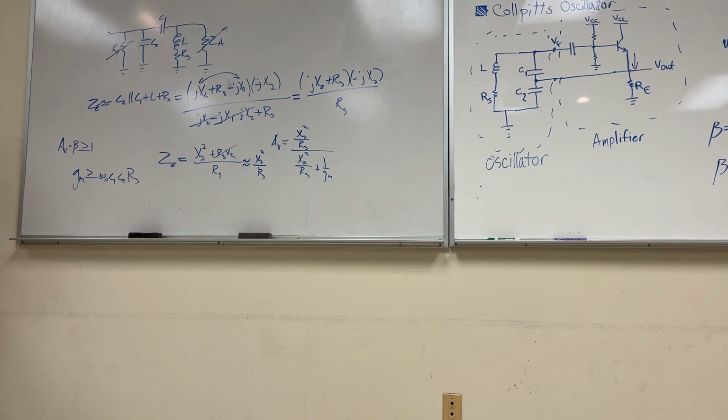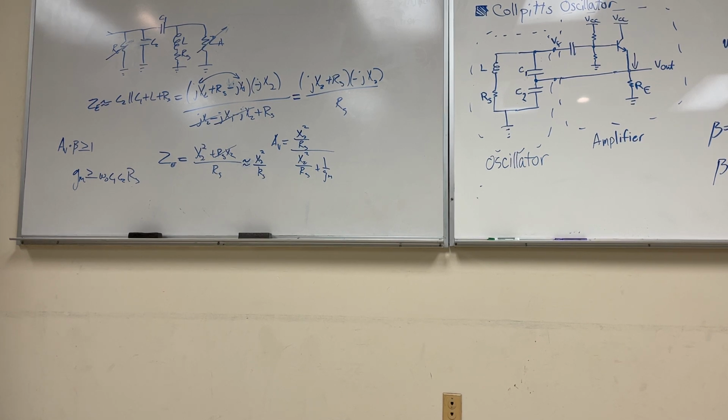Any questions about either one of the approaches that we discussed? We talked about the Colpitts oscillator both in terms of circuits and impedances and at the control system level. AV times beta has to be greater than or equal to 1. It's called the Barkhausen criterion. If you're interested, you can always Google that.